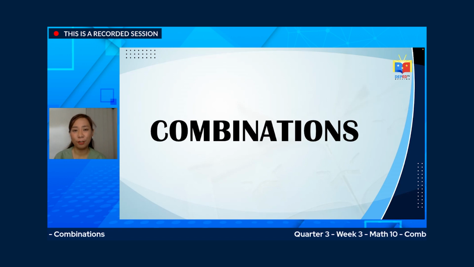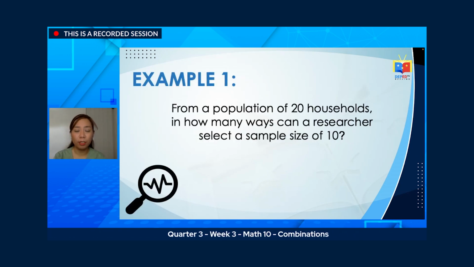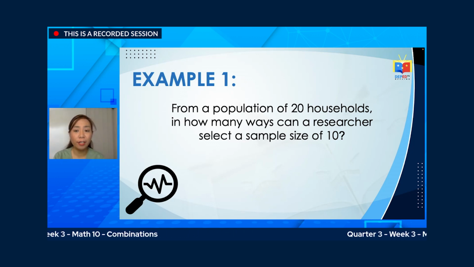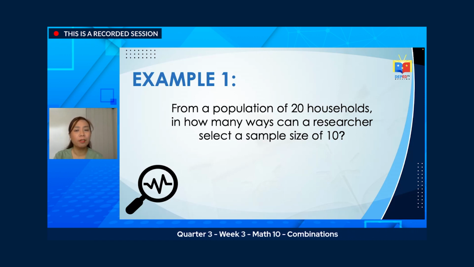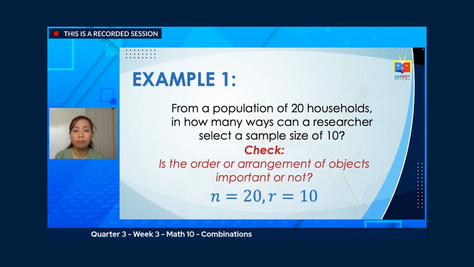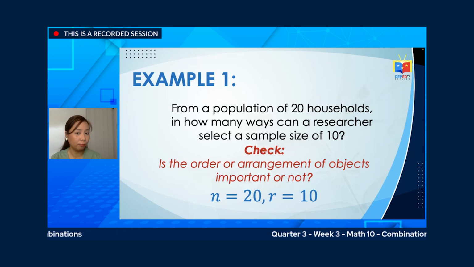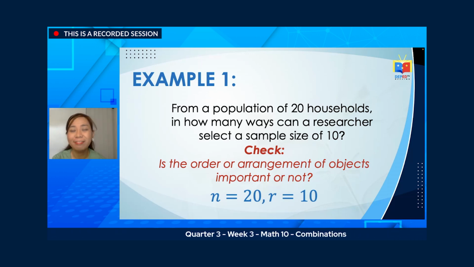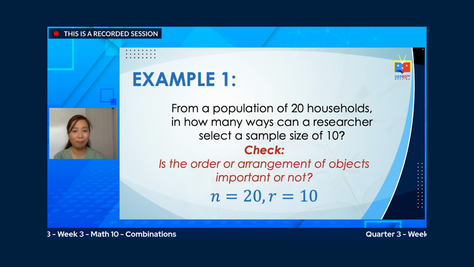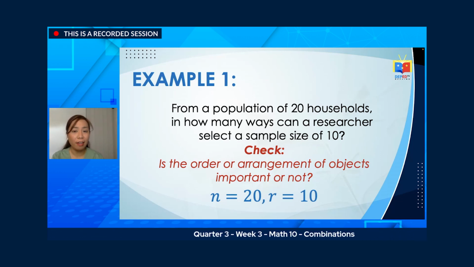Let's take a look at this first example. Example 1. From a population of 20 households, in how many ways can a researcher select a sample size of 10? You have to ask yourself this: is the order or arrangement of objects important or not? Is it? Good job, it's not. Therefore, we will use combination for this problem. Now, identify your n and r. Our n is 20 and r is 10.